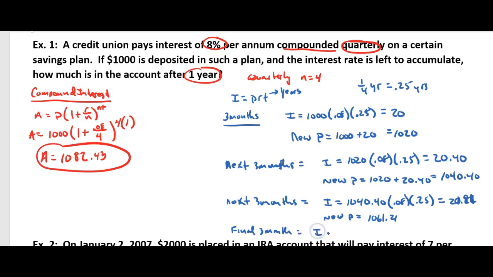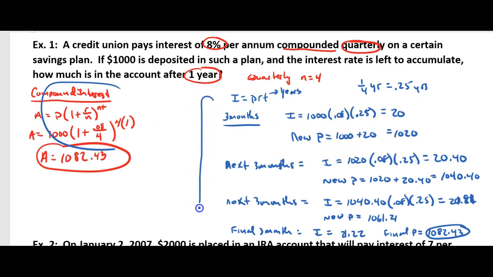So now my final 3 months, when I calculate the interest, and I'm just going to write it down, it would be $21.22. So my final principal after the end of the year would be $1,082.43. Sorry about the dog there. So when I look at this, this compound interest formula is doing all of these steps in one formula.